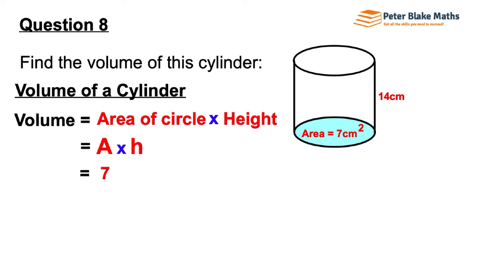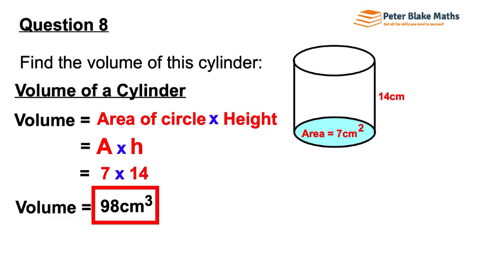In this case it's 7 for the area given in the question and a height of 14. So we'll just multiply them together. 7 times 14, 98 centimeters cubed. We had centimeters and centimeters squared in our question, but we need cubic units for volume.